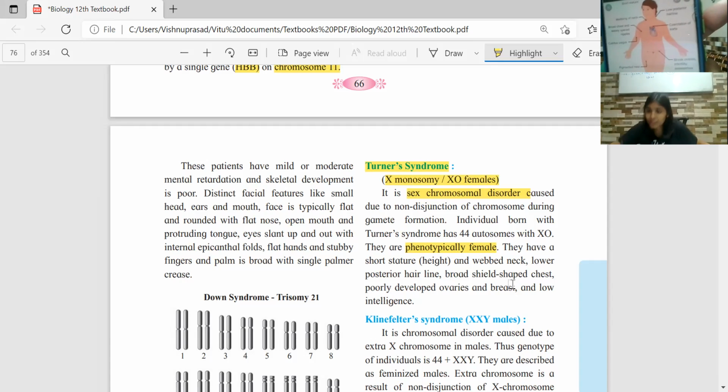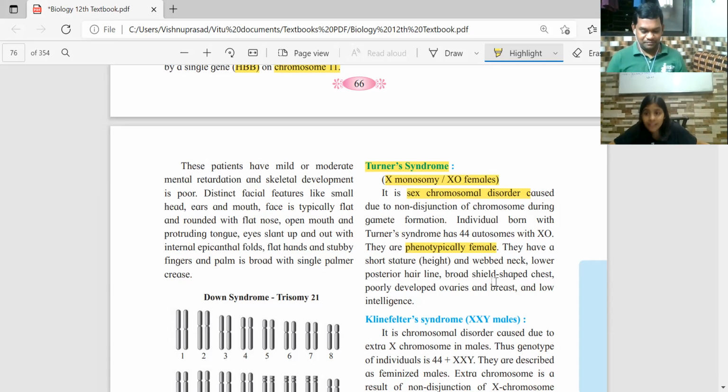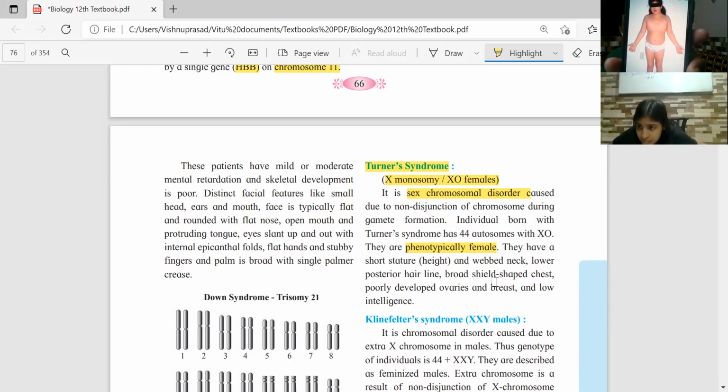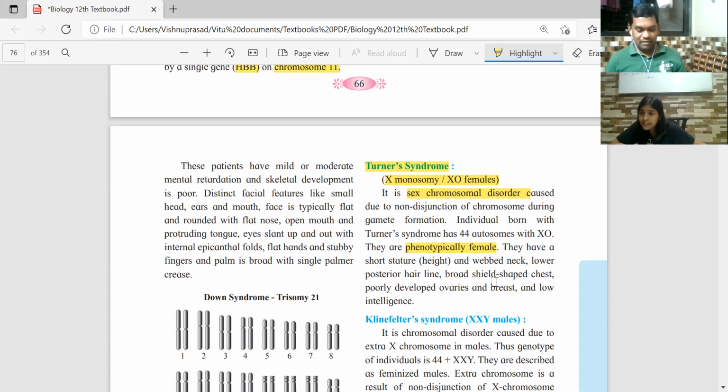There is improper development of the breast. The chest shape is different. This was a diagrammatic view. I'll show you the real picture also. See this. So this also can be a condition of Turner syndrome. Understood this? Okay. Next one.